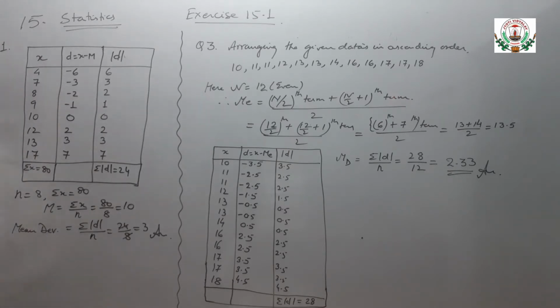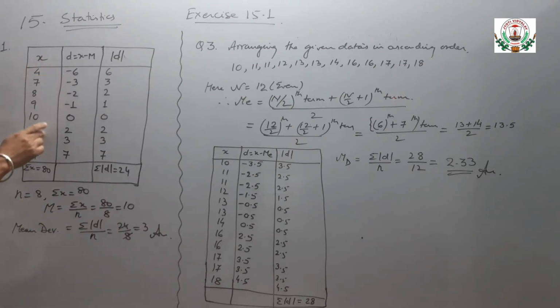So mean deviation from mean means first we have to calculate the mean, and this series is an individual series. Question numbers 1, 4, 7, 8, 9, 10, 12, 13 and 17. The mean we first have to calculate. Here the number of data is 1, 2, 3, 4, 5, 6, 7, 8. N equals 8. Sum of all the observations divided by number of observations.